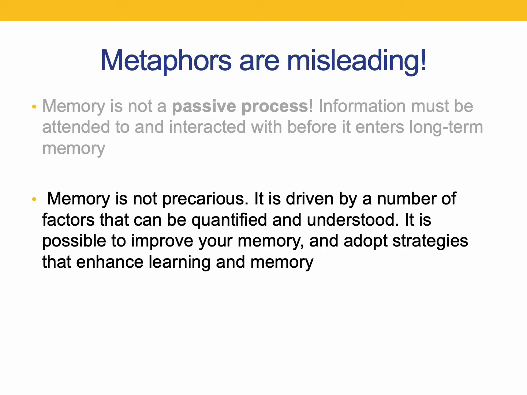So the first bullet point was kind of talking about that encoding process, how you get information into memory. But now let's talk about retrieval. So memory retrieval is not precarious or haphazard, right? It is driven by a number of factors that can be quantified and understood, right? And it's possible to improve your ability to retrieve memories, provided that you adopt certain strategies.